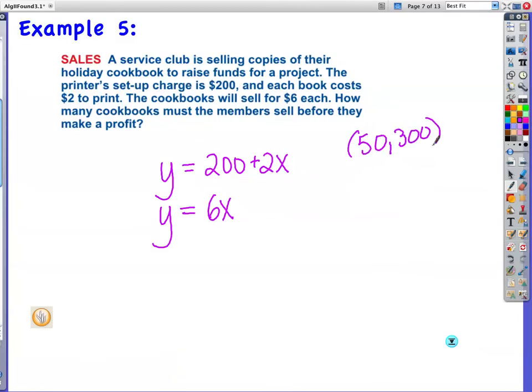(50, 300). That means 50 of these, that's how many cookbooks, and you come out with $300 is like your cost or your income, that's when you're going to break even. So let's check. 50 times 2 is 100. 100 plus 200 is 300. Check down here. 50 times 6, so you're going to sell 50 cookbooks, $6 a cookbook, you're going to get $300. When you did 300s here, this is what you were spending. These two amounts, yes, spend, this is your income. That's when you start breaking a profit. So if you can sell 50 or more cookbooks, then you're making money.